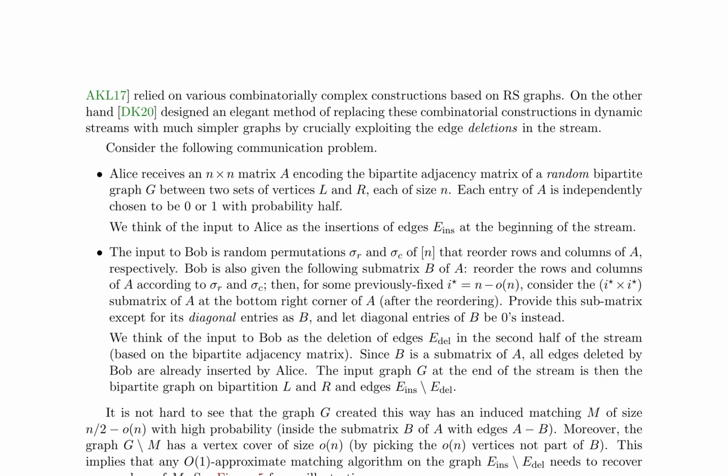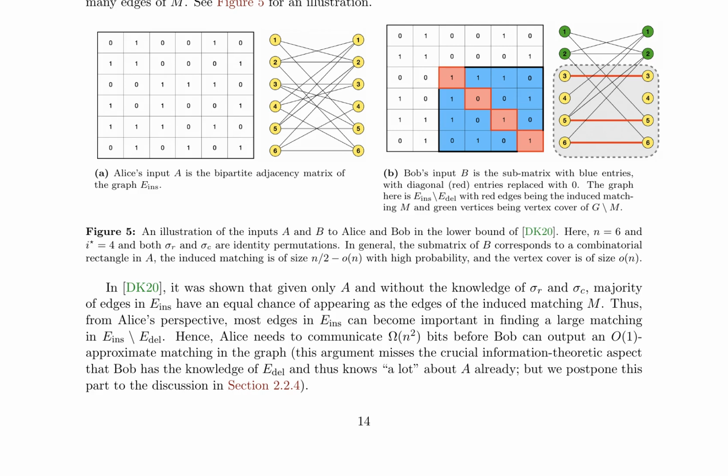They use a communication problem where Alice receives an n times n matrix A encoding the bipartite adjacency matrix of a random bipartite graph G between two sets of vertices L and R, each of size n. Bob receives random permutations of n that reorder rows and columns of A, and a submatrix B of A. The input graph G at the end of the stream is the bipartite graph on bipartition L and R and edges 1, A minus B. This graph has an induced matching M of size n/2 with high probability and a vertex cover of size n.